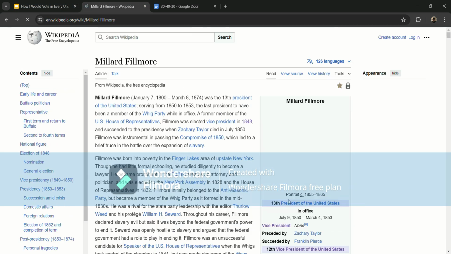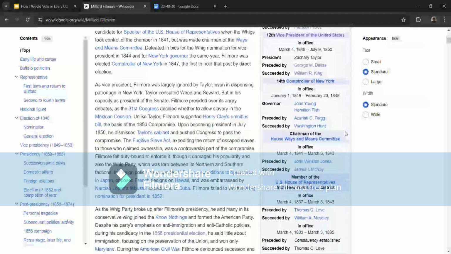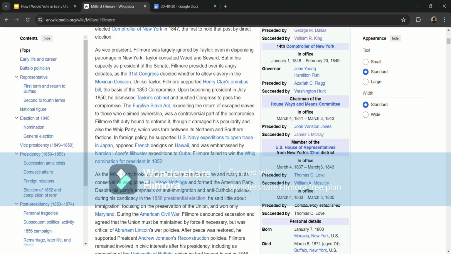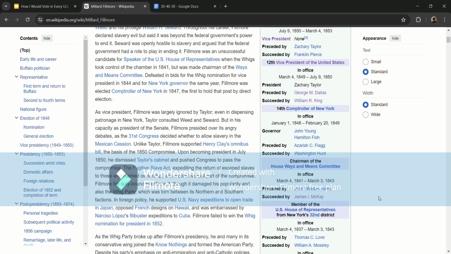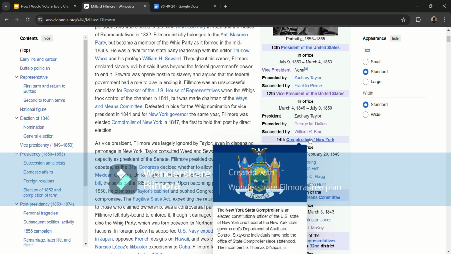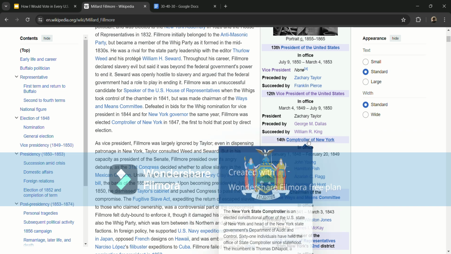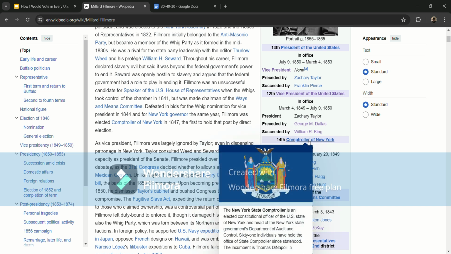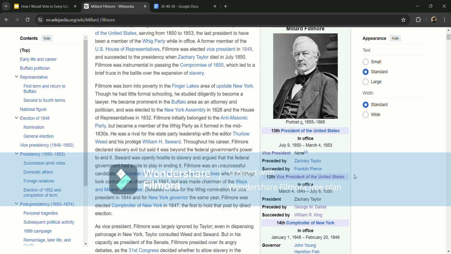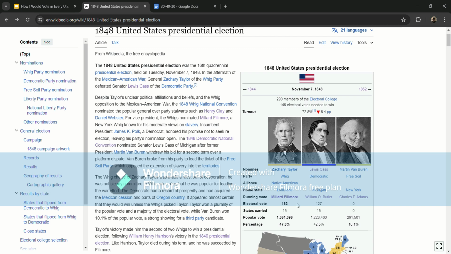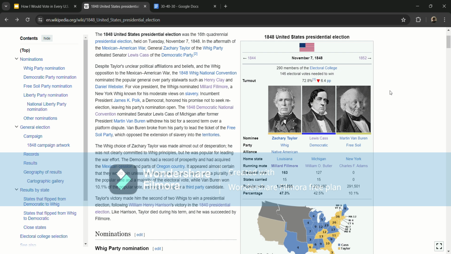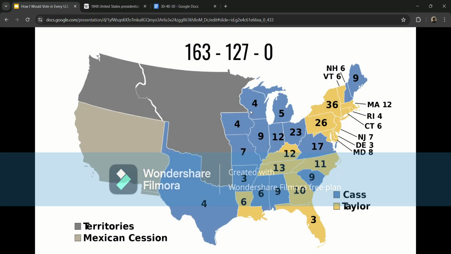Real quick about Millard Fillmore, because Zachary Taylor technically does win this election. Again, he was in the House for 3 terms. Was also chair of the House. He has a little bit of experience in Congress. And he was also the comptroller of New York, which is pretty much a person who's in charge of finances and things like that. So not a ton of experience, not extremely impressive for me, but definitely better than Zachary Taylor. But yeah, I would have voted for Martin Van Buren in 1848.